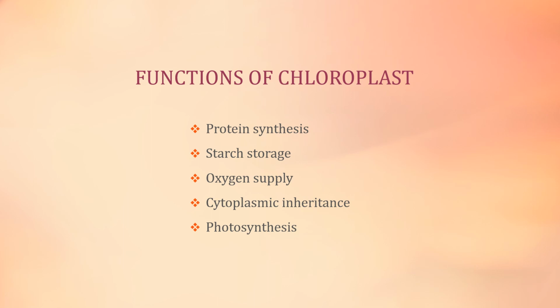Oxygen supply. Chloroplasts utilize carbon dioxide for photosynthesis and release oxygen. This oxygen is used by all animals and plants for respiration. Cytoplasmic inheritance. The DNA present in the chloroplast expresses certain characters in the organisms. It serves as an extranuclear genetic material. The transmission of characters by extranuclear DNA is called cytoplasmic inheritance.